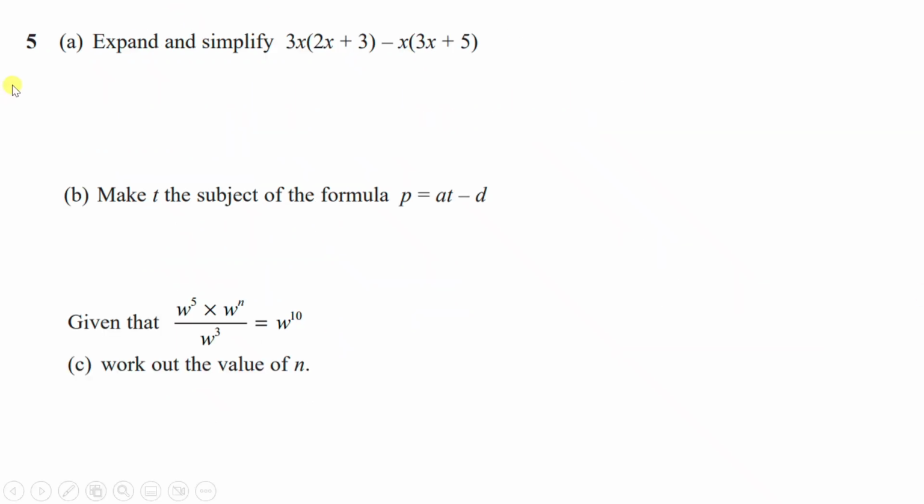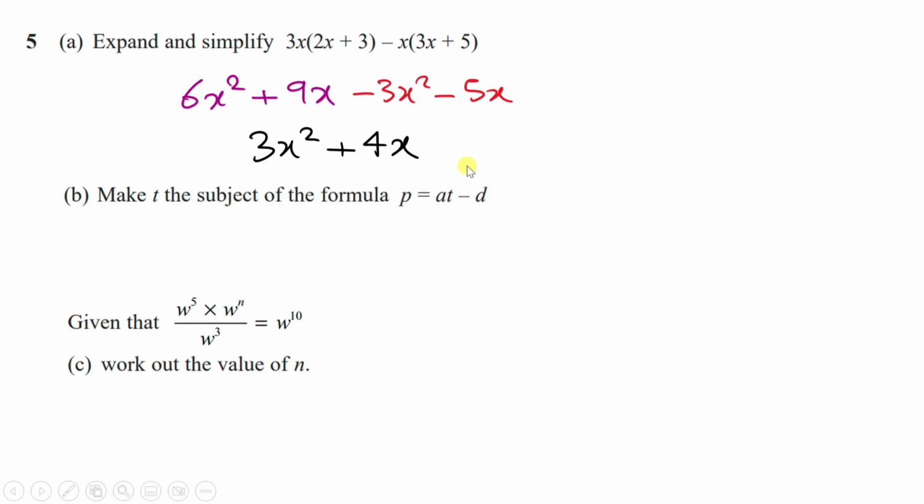Alright, question 5. Expand and simplify all of these guys. To expand this, let's focus on the first set of brackets. It just says 3x times the inside. Well, 3x times 2x is 6x squared, and 3x times 3 is 9x. Now, be careful with this minus sign here. So you can do minus x times everything inside. Minus x times 3x will just be minus 3x squared. And minus x times 5 would be minus 5x. And that's it. Now, you always have to collect like terms, yeah? So notice how you've got the x squared terms and the x terms. 6x squared minus 3x squared is 3x squared. And 9x minus 5x will give us 4x. Yeah, that covers that part.